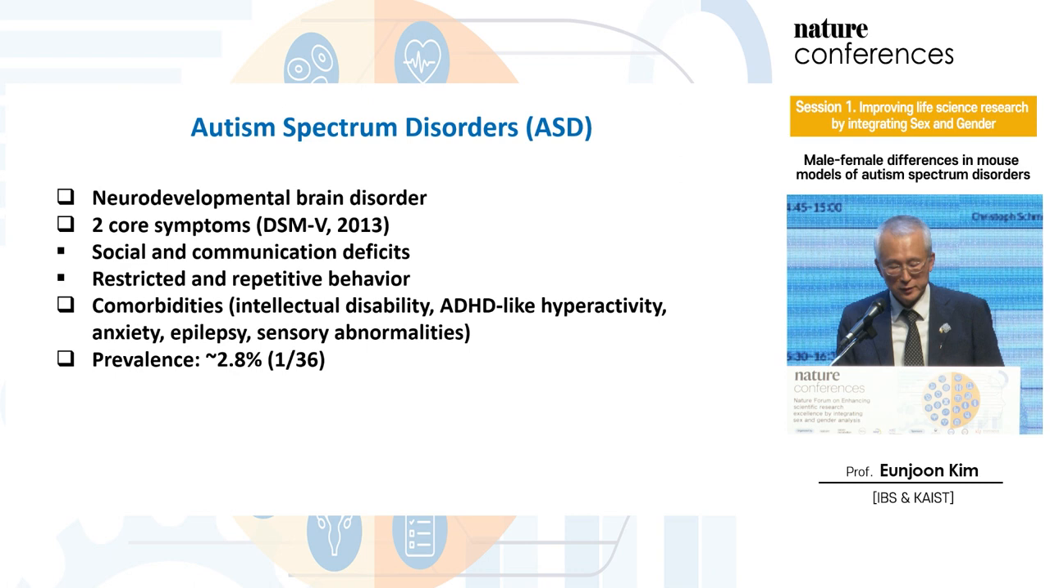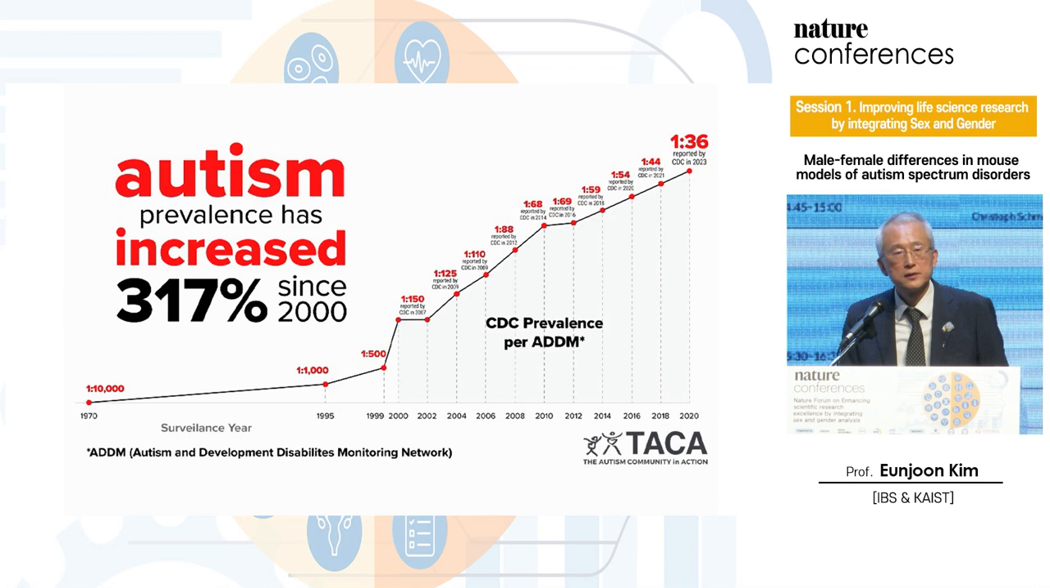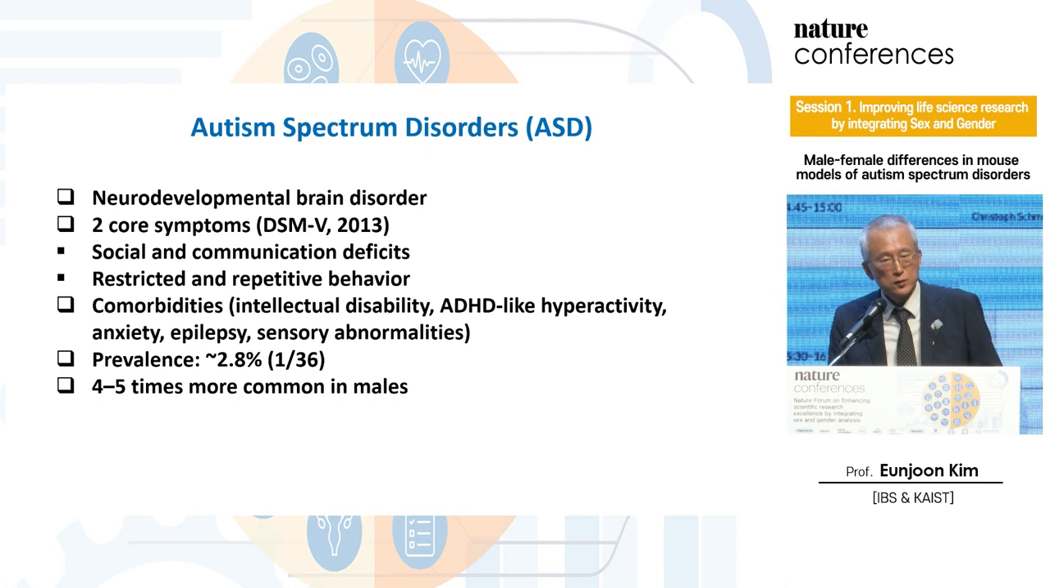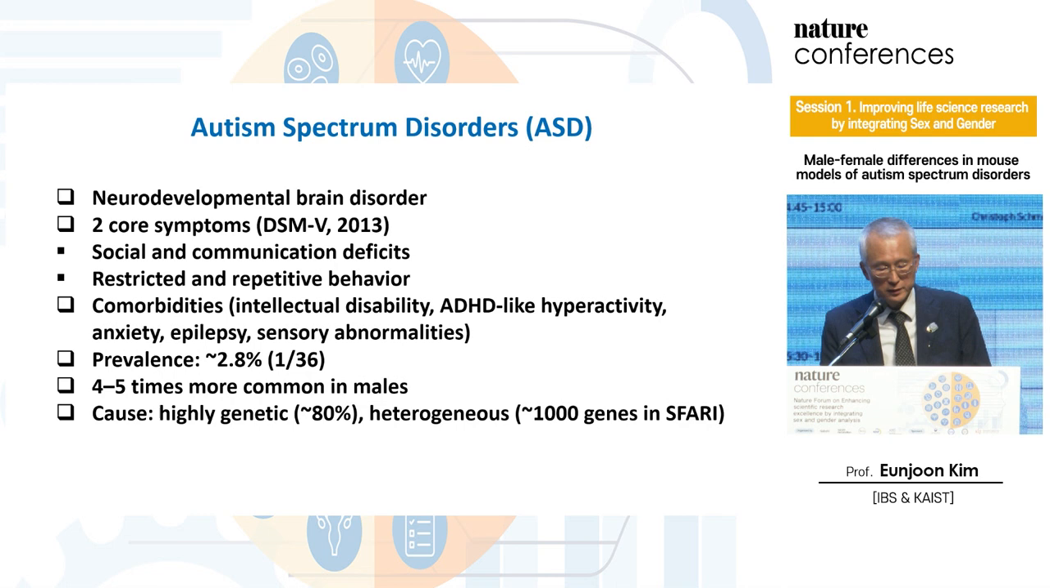And it seems that the prevalence rate has been increasing, actually almost doubling every 10 years for the last 20 years or so. The reasons are not clear, but it could be increased awareness of the disease or diagnostic shifts. Or who knows, maybe it's a modern society and tough environment. And as Niral mentioned, ASD is 4 to 5 times more common in males than in females. Again, the reason is not clear. And ASD is considered to be a highly genetic disorder with more than 1,000 known ASD risk genes.